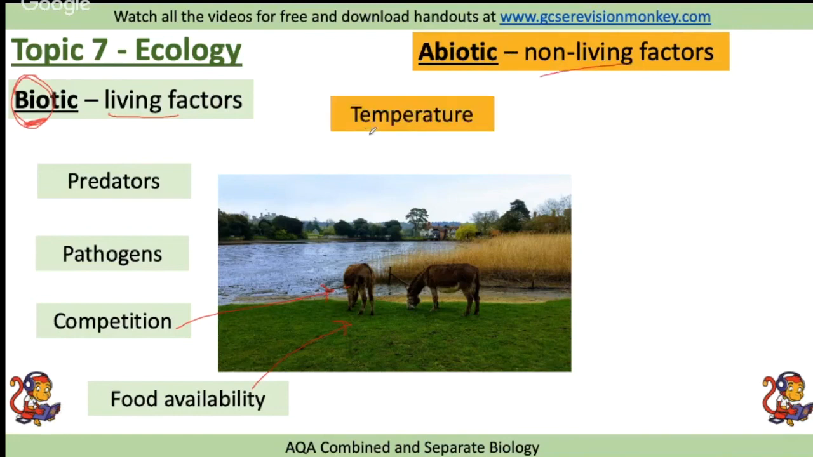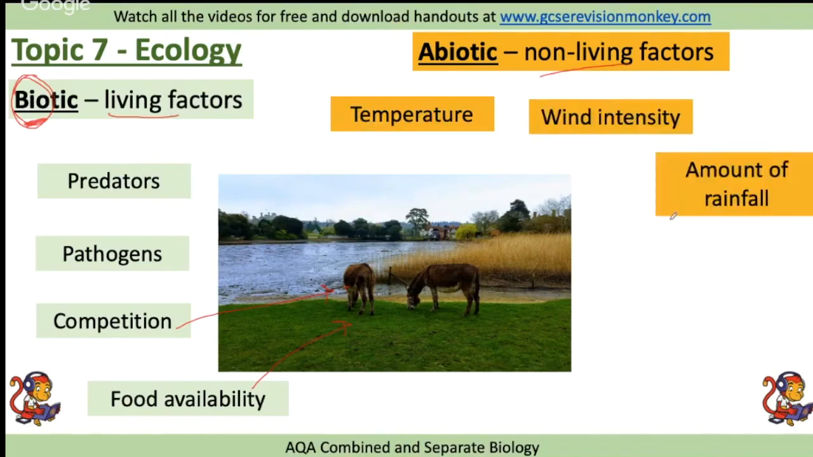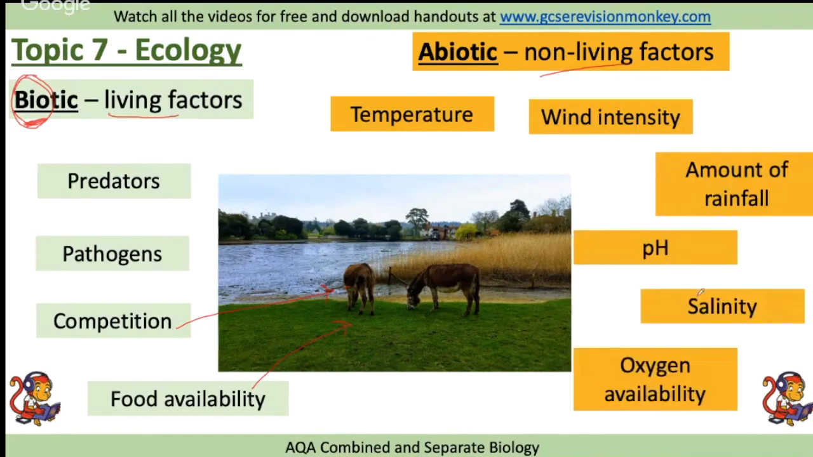So temperature would affect that ecosystem, wind intensity, amount of rainfall, pH, salinity, which is how salty it is, and oxygen availability, for example. Have a look at what situation you're given, because if you're talking about oxygen availability, you're only talking about aquatic environment. So if we're talking about the water here, we'd be talking about things like how salty it is and oxygen and temperature, but obviously we wouldn't be talking about wind with that one so much.